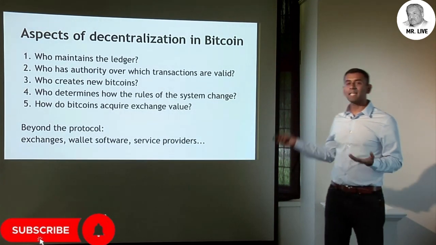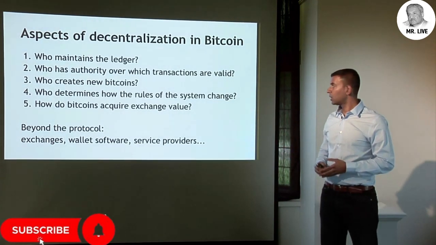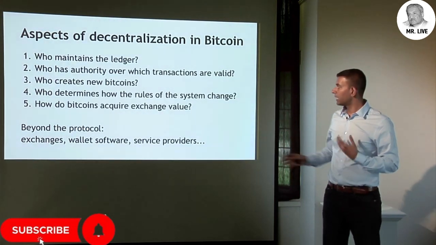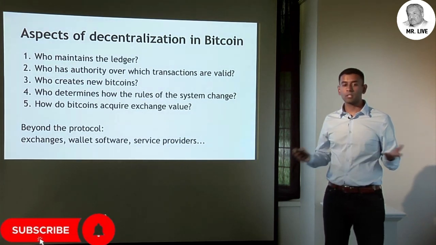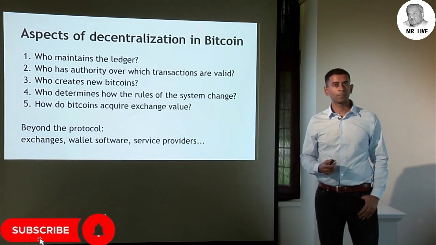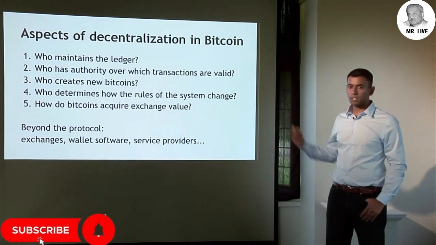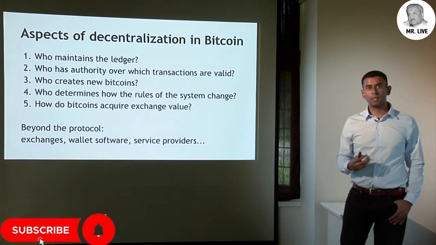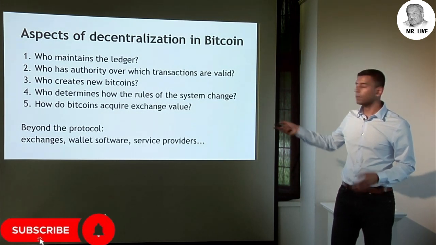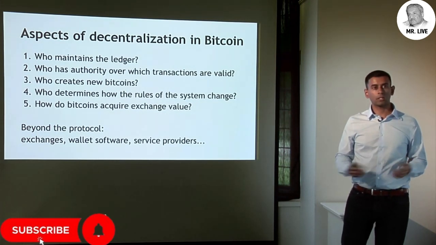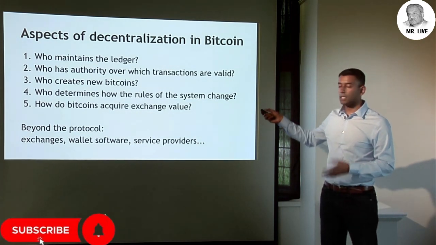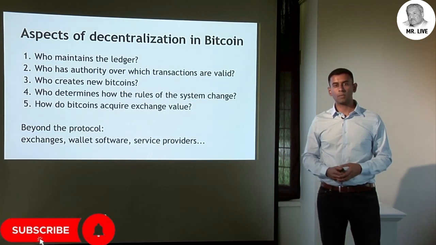Questions like, who maintains this ledger of transactions? Who has authority over which transactions are valid? Who creates new Bitcoins? And in fact, other questions like, who determines how the rules of the system change and how do Bitcoins acquire exchange value? So these are all components of decentralization of the Bitcoin protocol, more or less. And the first 3 of these are going to be the questions that we will consider in this lecture. And when I say, how is Bitcoin decentralized, what I mean encompasses the first 3 of these meanings.